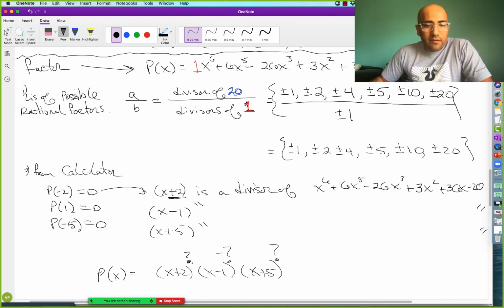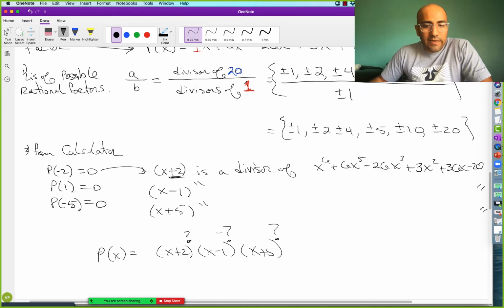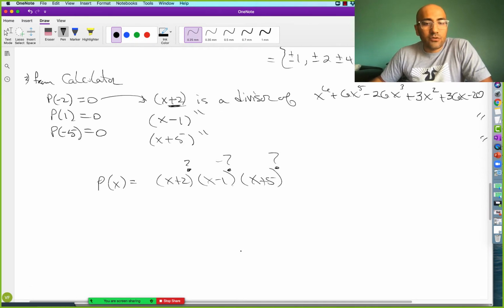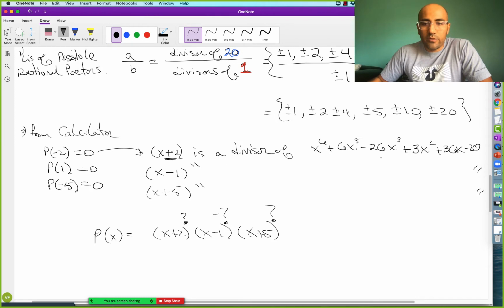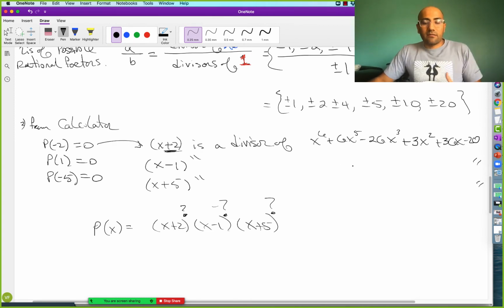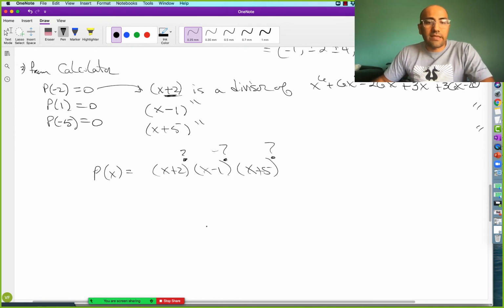So how do we get them? How do we know that that's not it? Well, we're going to have to do the heavy lifting and actually divide it. So we know that these are divisors of this polynomial. So we're going to have to actually divide it. Right? So we can use synthetic division.